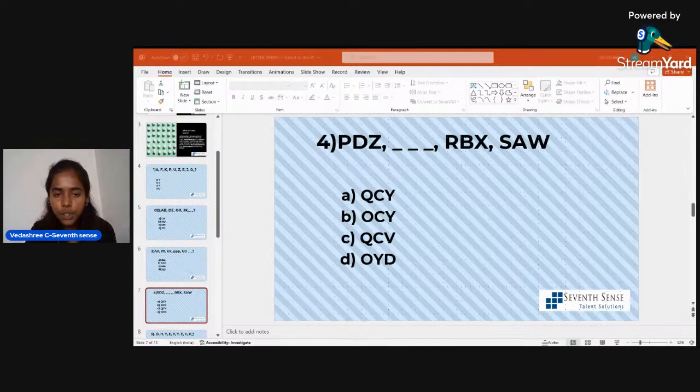So P, Q, R, and S. This is continuous alphabets. So next, D, B, A. We can find this out by reading itself. D, B, A is nothing but a reverse series of alphabets, that is A, B, C, and D. So here the second letter is C. Next, again W, X, Y, and Z. Again a reverse series of alphabets. So hence the answer is Q, C, and Y. Understood the logic?